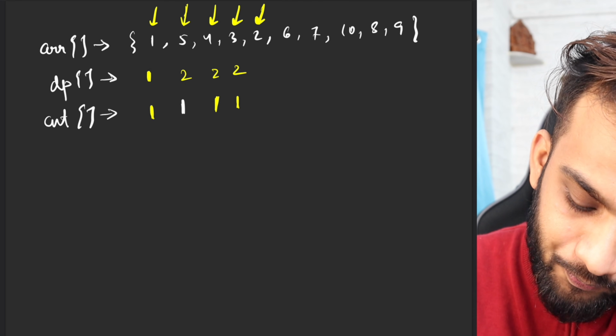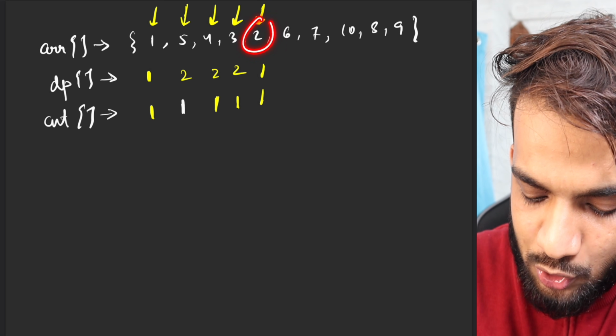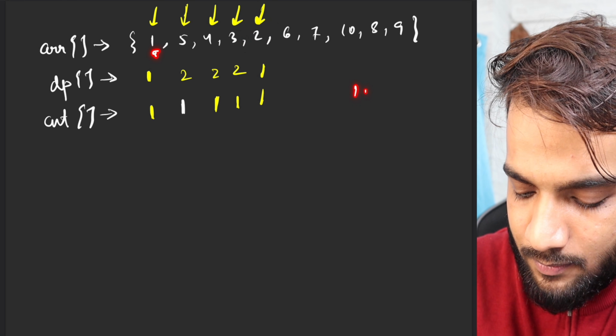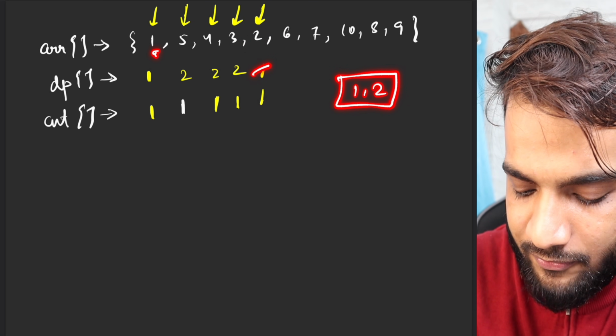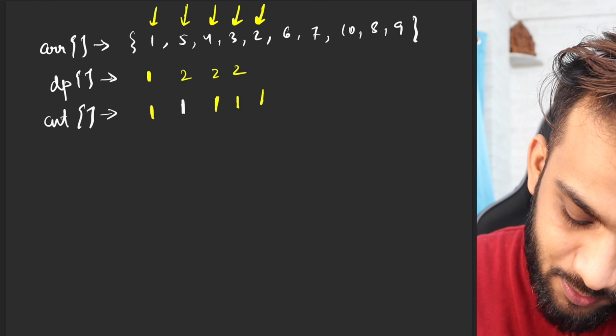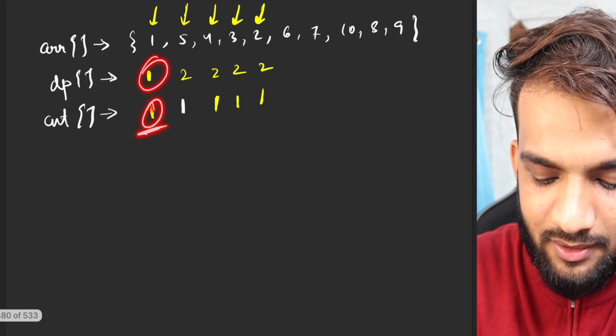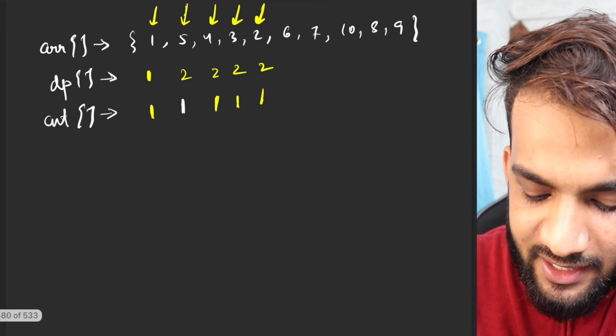Next you move to 2. This 2 in itself will have a 1 and 1. Now this 2 will attach to 1 and become a longest increasing subsequence of length 2. So let's make it of length 2. But the count will still stay as 1 because 1 had a count of 1. Next you move to 6.